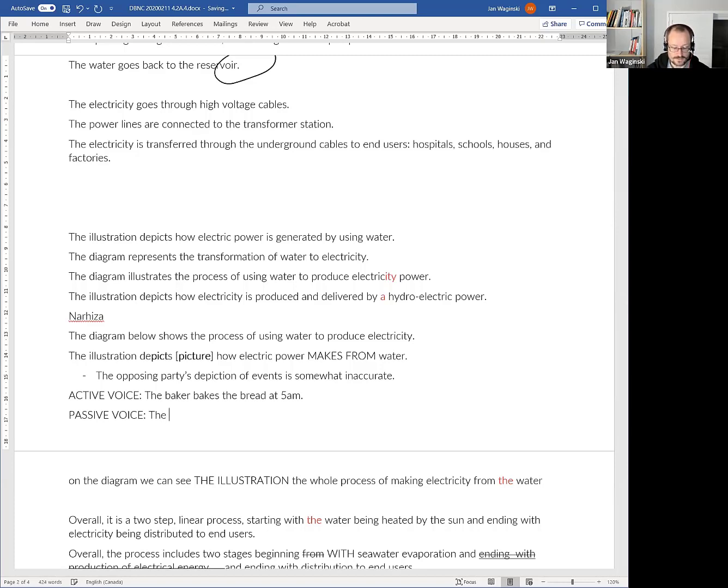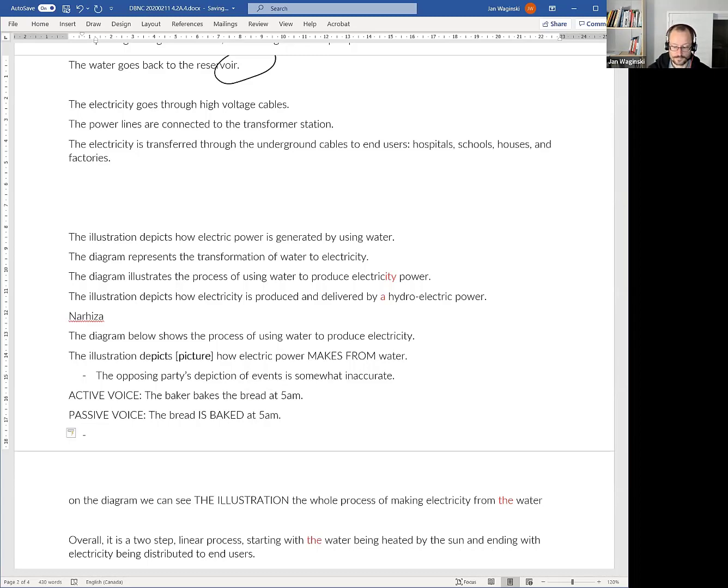No. Kind of. The bread is baked. Good pronunciation, baked at 5 a.m. Oh, no need for who bakes. You have to use this form. This is not past tense. Is baked is present simple passive voice. Was baked, will be baked.